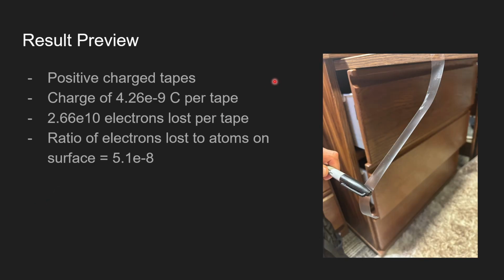Preview of results: the tapes were positively charged, as seen here when it's attracted to a negatively charged pen. The charge value that we got is 4.26 times 10 to the negative 9 coulombs per tape. That is 2.66 times 10 to the 10 electrons lost per tape, and the ratio of electrons lost to atoms on the surface is 5.1 times 10 to the negative 8.